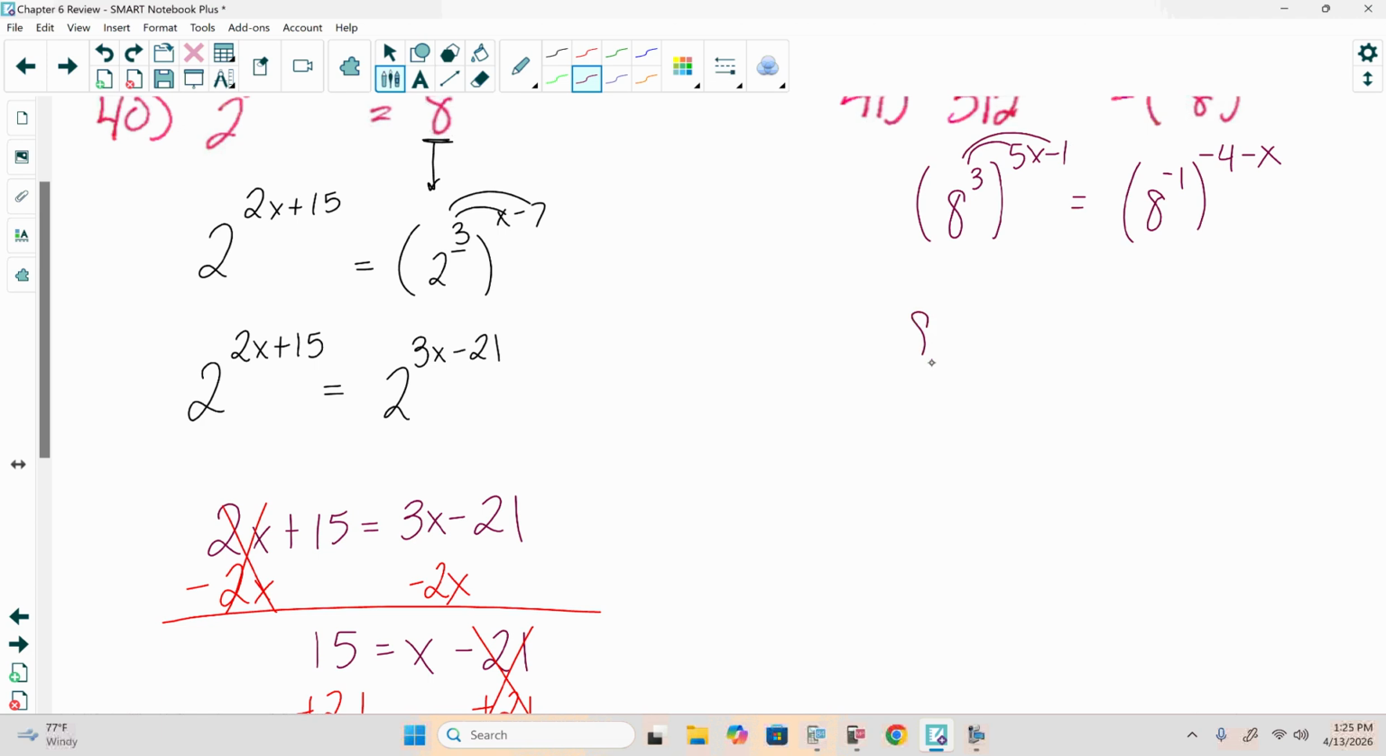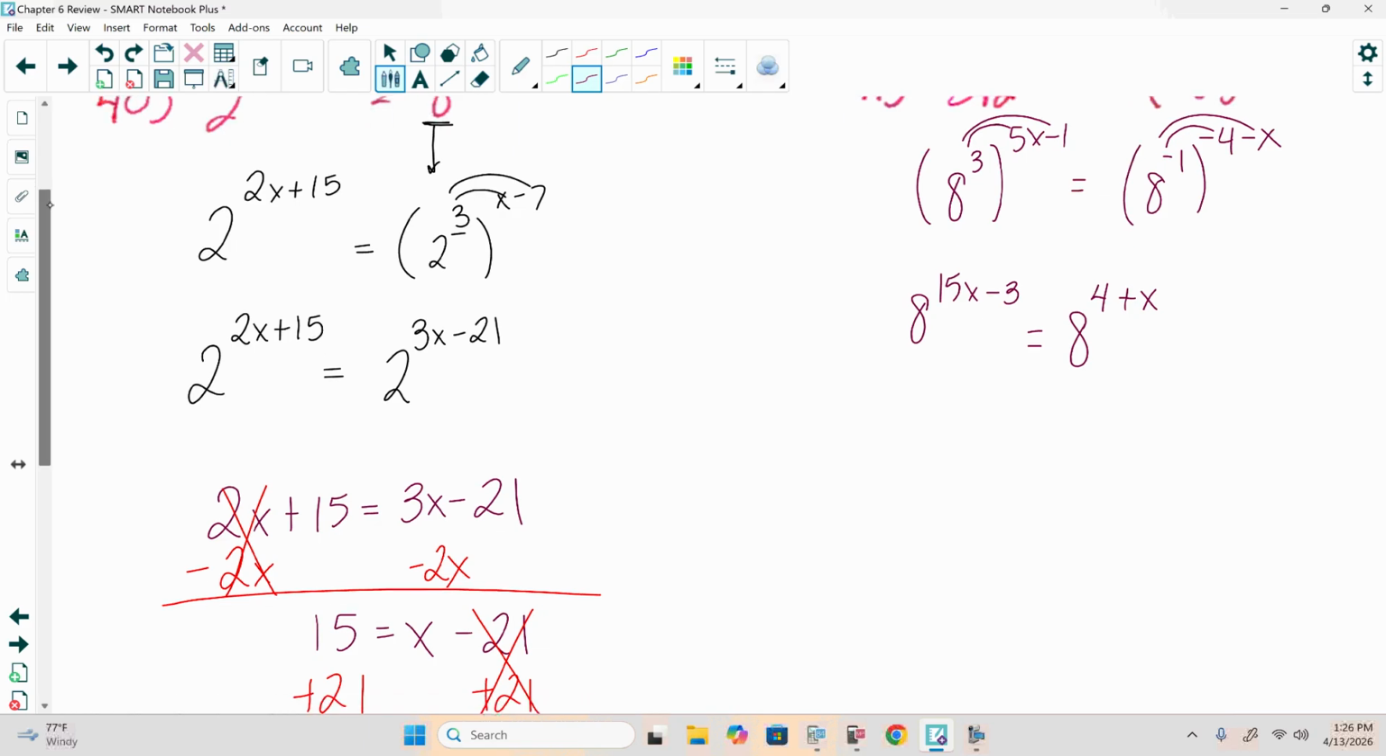Powers of powers, multiply. So on the left-hand side, we're going to multiply our 5x minus 1 by 3. And on the right-hand side, we're going to multiply the negative 4 minus x by negative 1. Telling us 8 to the 15x minus 3 is equal to 8 to the 4 plus x.